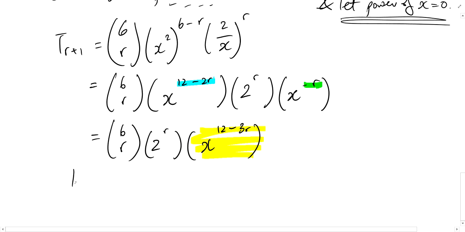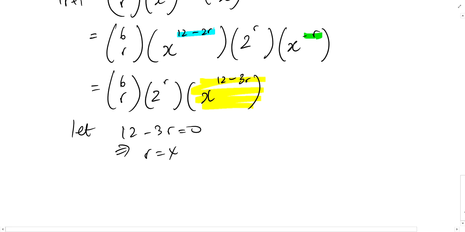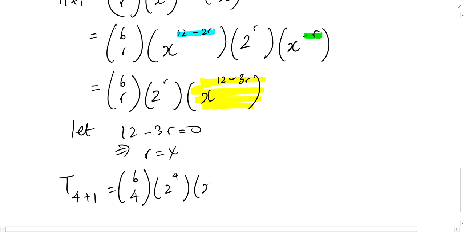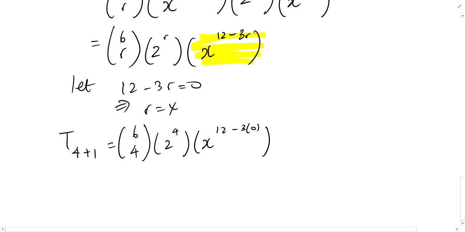So we let 12 minus 3r be equal to 0, therefore r equals 4. So you substitute the value of 4 inside. So T_(4+1), which term is it? Term 5. Equals 6 choose 4, 2 to the power of 4, x to the power of 12 minus 3 times 0. Why bother writing it down, right? We know it's going to be 0. Okay, I write it down just to show you anyway.